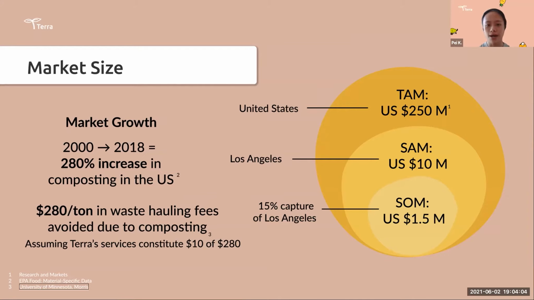So we took a bottom-up, impact-driven approach to market sizing. Assuming an average monetary value of $10 per ton of food waste that Terra can contribute to the value chain, we applied that to existing statistics about the amount of food waste being produced in the United States to arrive at a total addressable market of $250 million US. We further narrowed that down to the food waste just being produced by Los Angeles households to arrive at the serviceable available market of $10 million. From there, if we assume a 15% capture of the Los Angeles market, we have a serviceable obtainable market of $1.5 million.